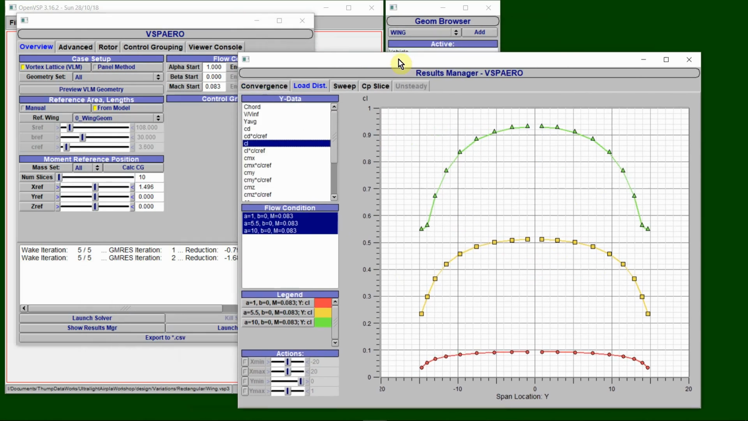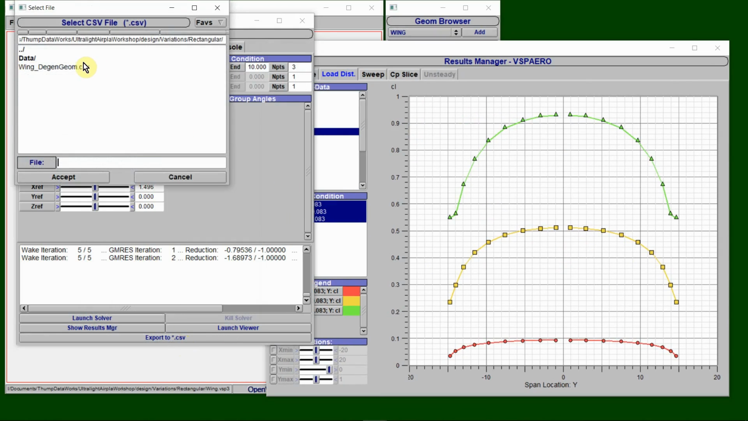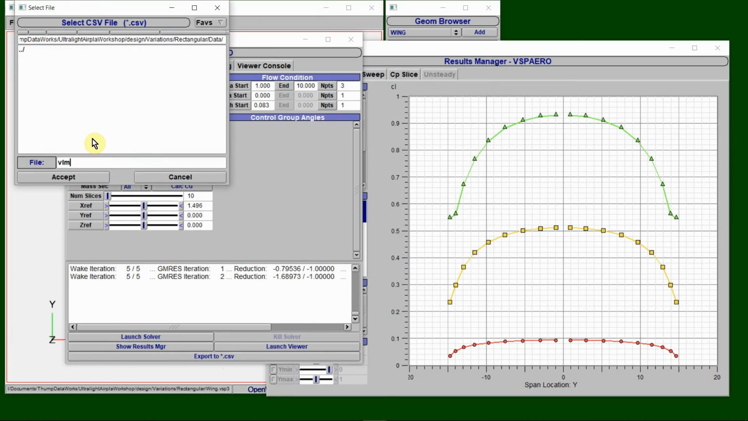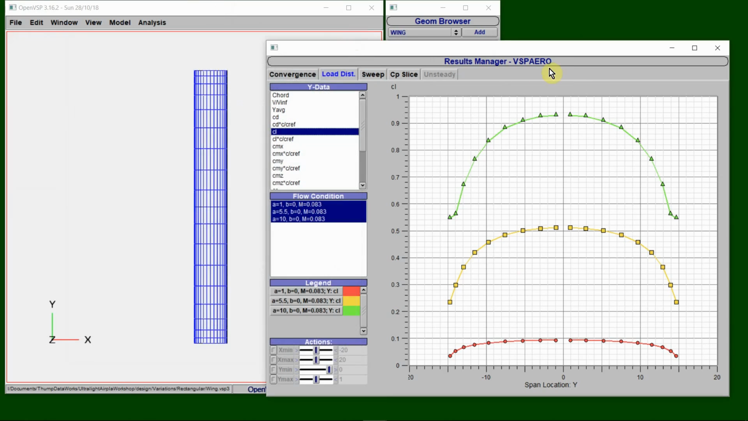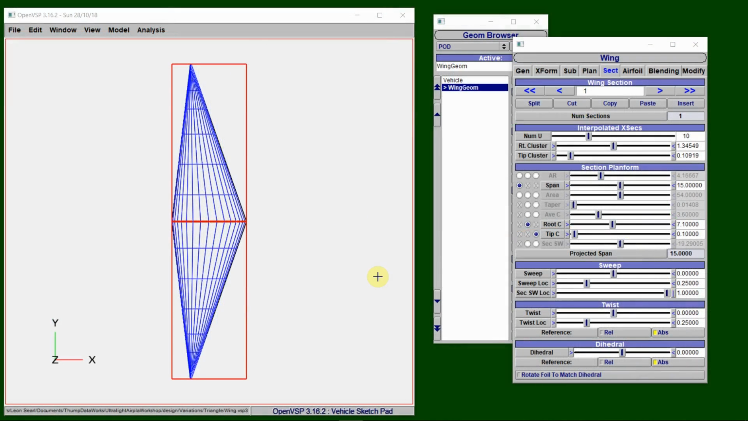Now let's save this out. VLM. We're done with this analysis for now. Well, now let's play around with the triangular planform. Just to save you the anguish of watching me struggle through setting this up, I've gone ahead and done it ahead of time, and we'll just go over real quickly what I did.